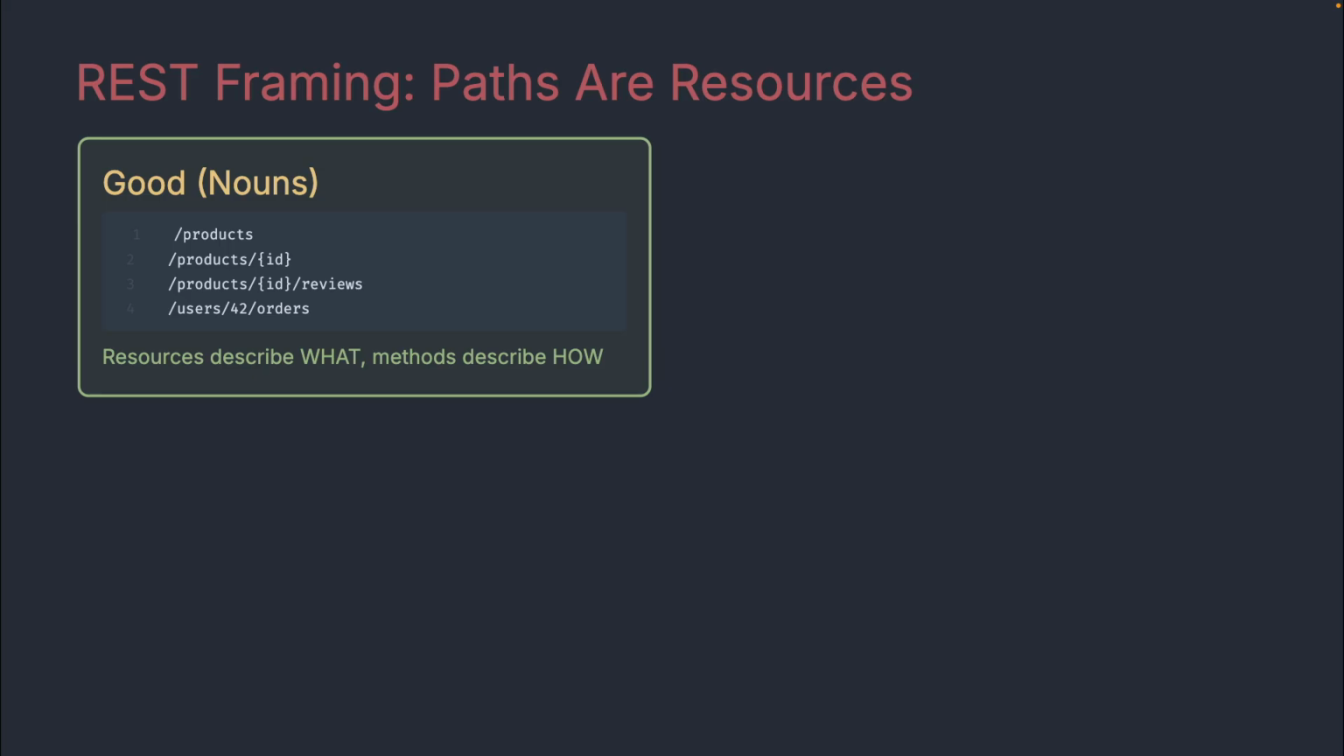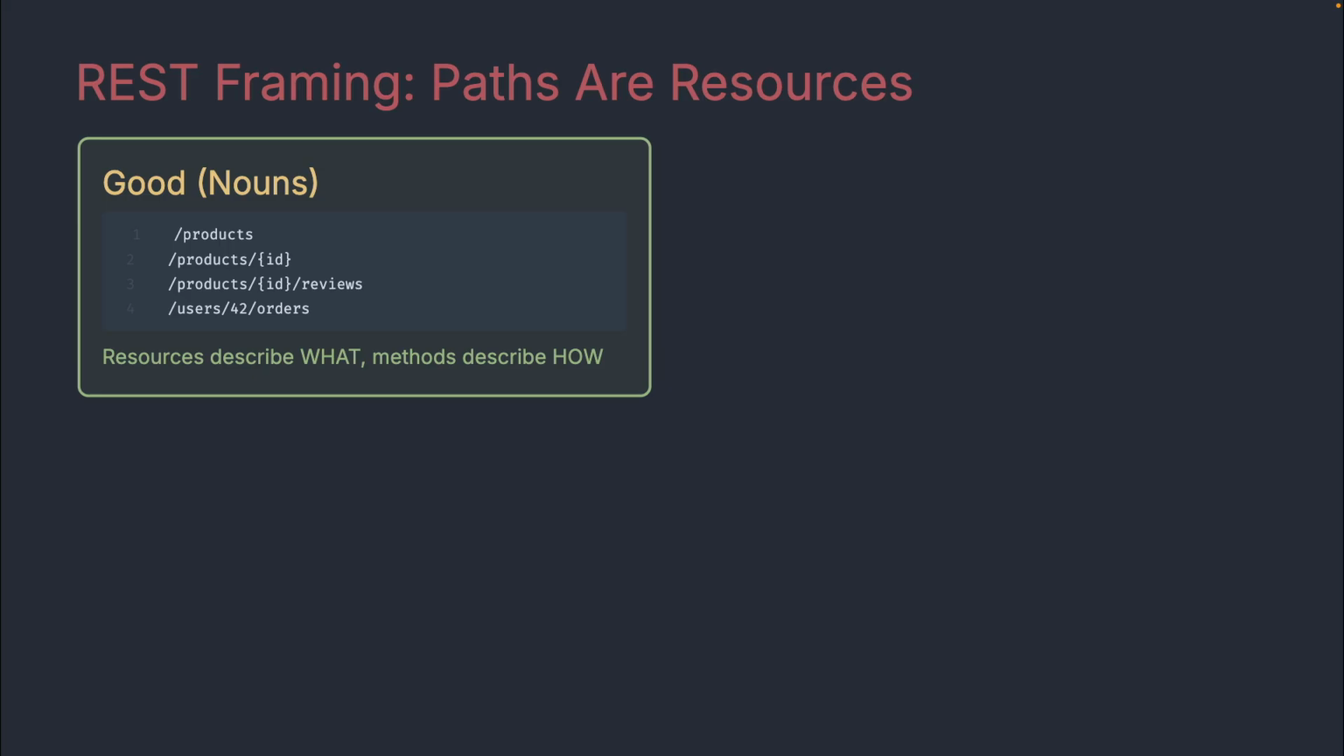So we have a product. We want to get the product. That will be in plural usually. If you want to get a specific product, we chain the resource with products forward slash the ID. If you want to see the reviews for one specific product, a best practice is to have it like that: products/ID/reviews. The last one tells us we get all the orders that the user with ID 42 has. Users/42/orders gives me the orders, or creates an order, for the user that has the ID 42.